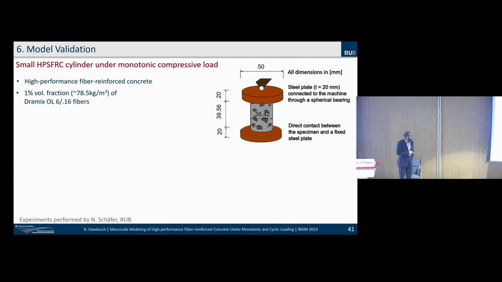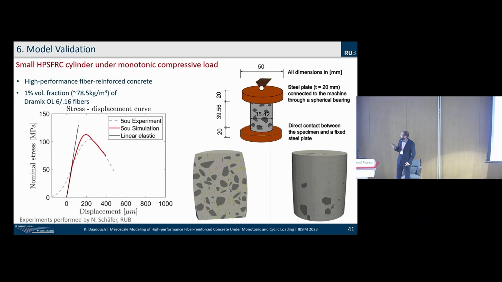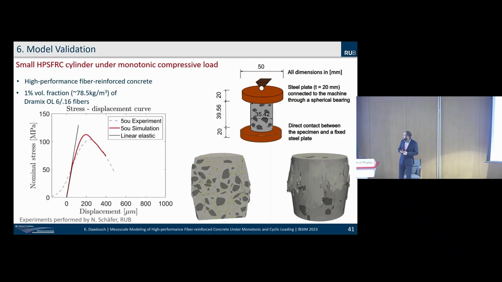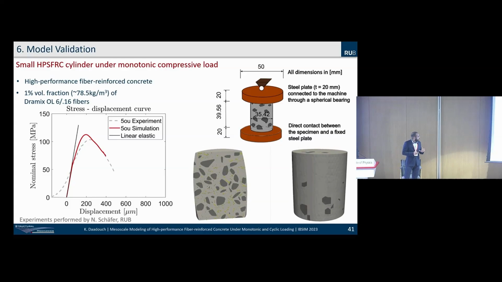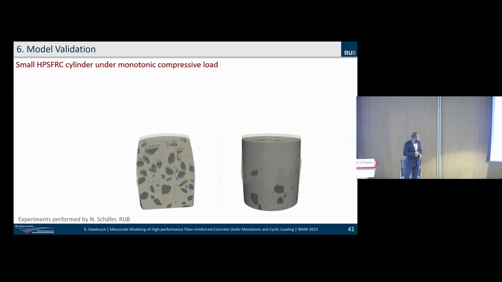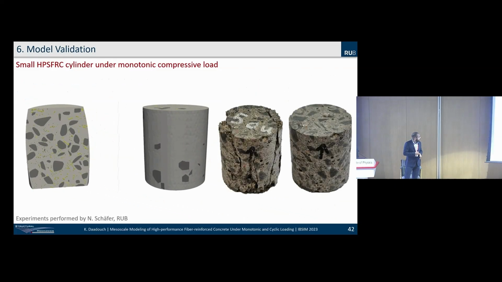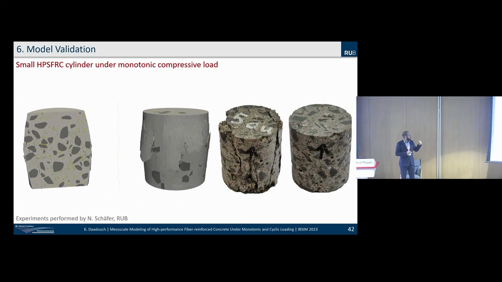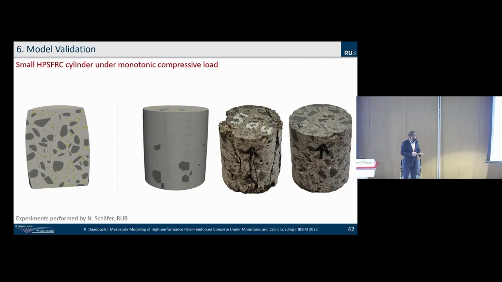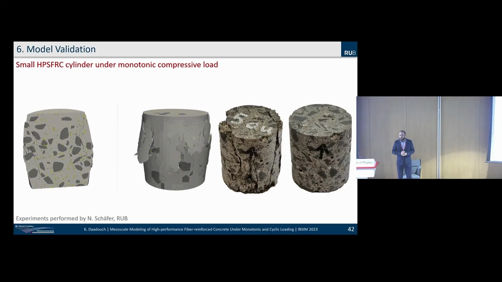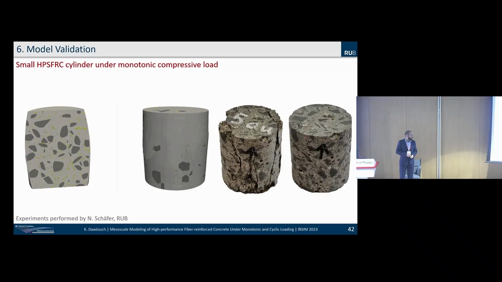Now let me show you the specimen I showed at the beginning. This is a very small cylinder. It's like 4 centimeters in height, and this is our model. We broke the specimen a few months ago. We are in kind of good agreement with the experiment, and this is the real one before and after, and this is our simulation. We are trying to get the exact same cracking, but it's not so easy.